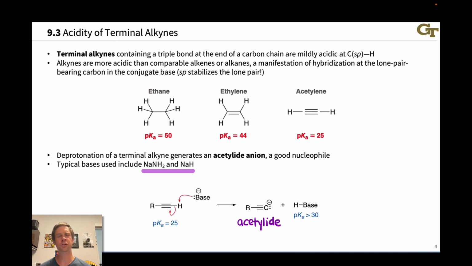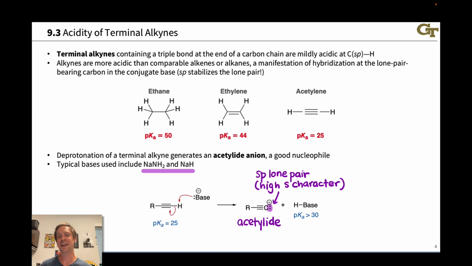Typical bases used to do this, we need a pKa greater than 30 to ensure complete deprotonation of the terminal alkyne proton. NH2 minus, as in sodium amide, NaNH2, and sodium hydride, NaH, are commonly used for these deprotonations. Both of these bases deprotonate terminal alkynes completely to produce acetylide anions. And these acetylide anions are great nucleophiles. At the same time, they're not horribly unstable.